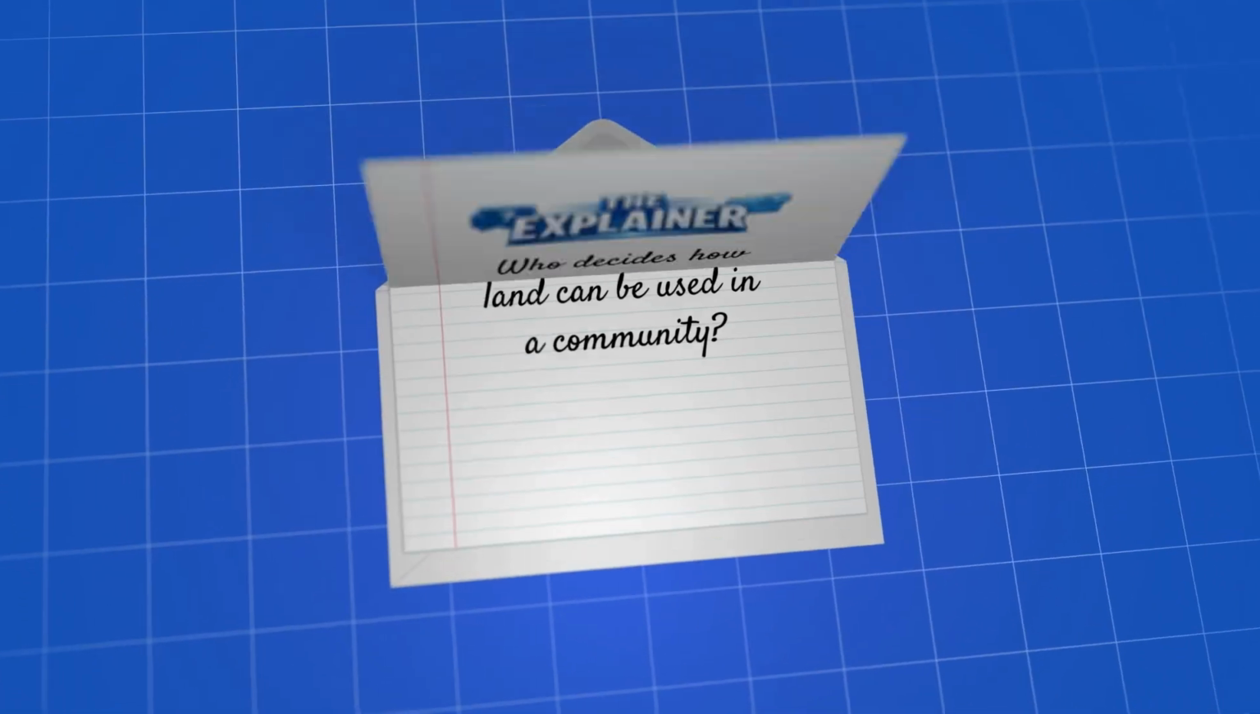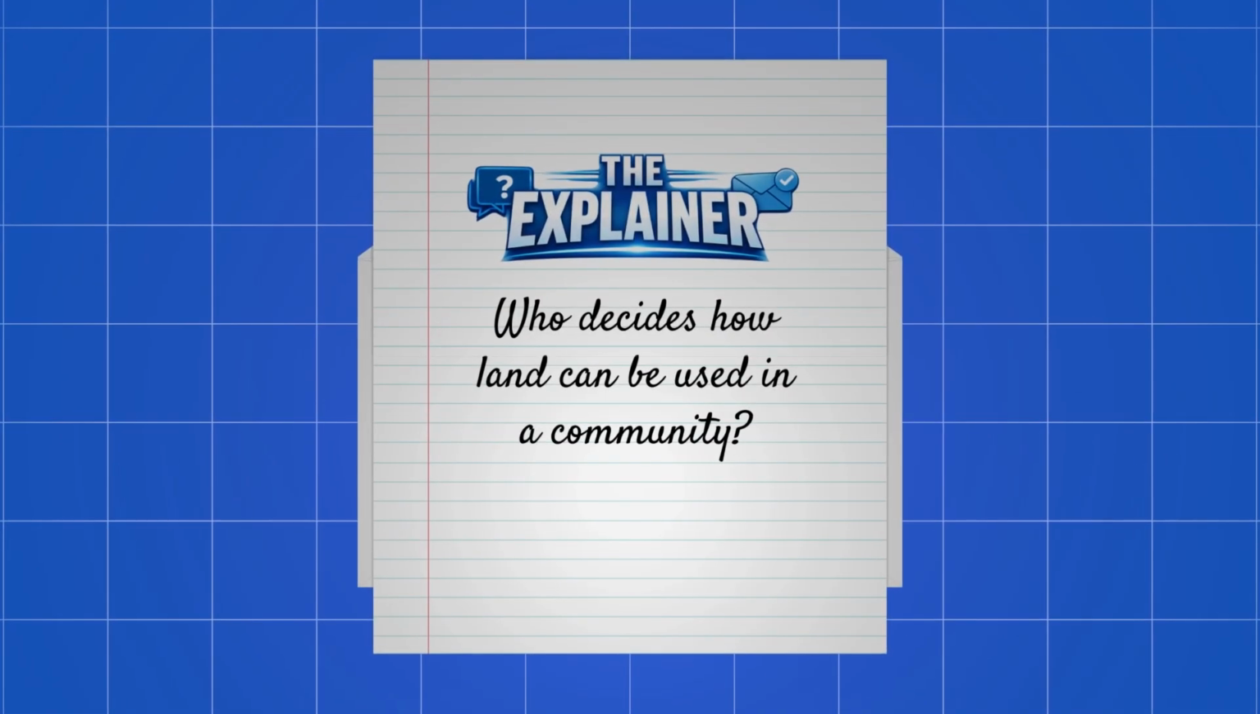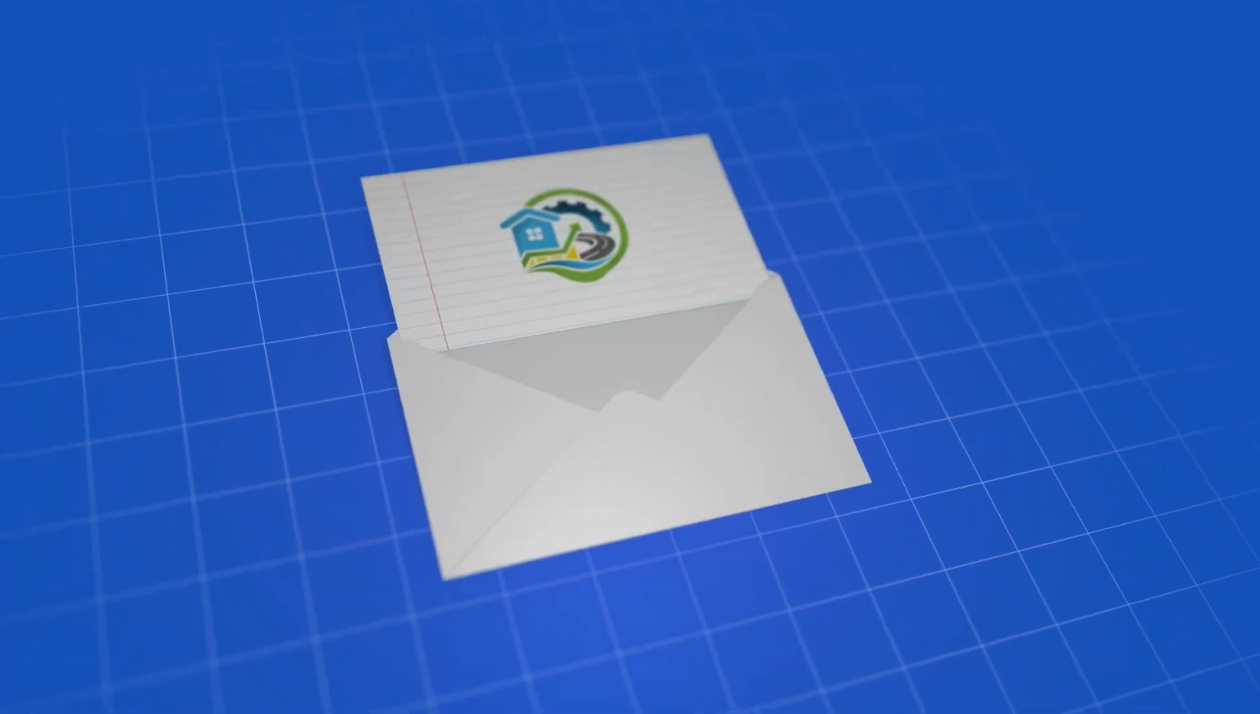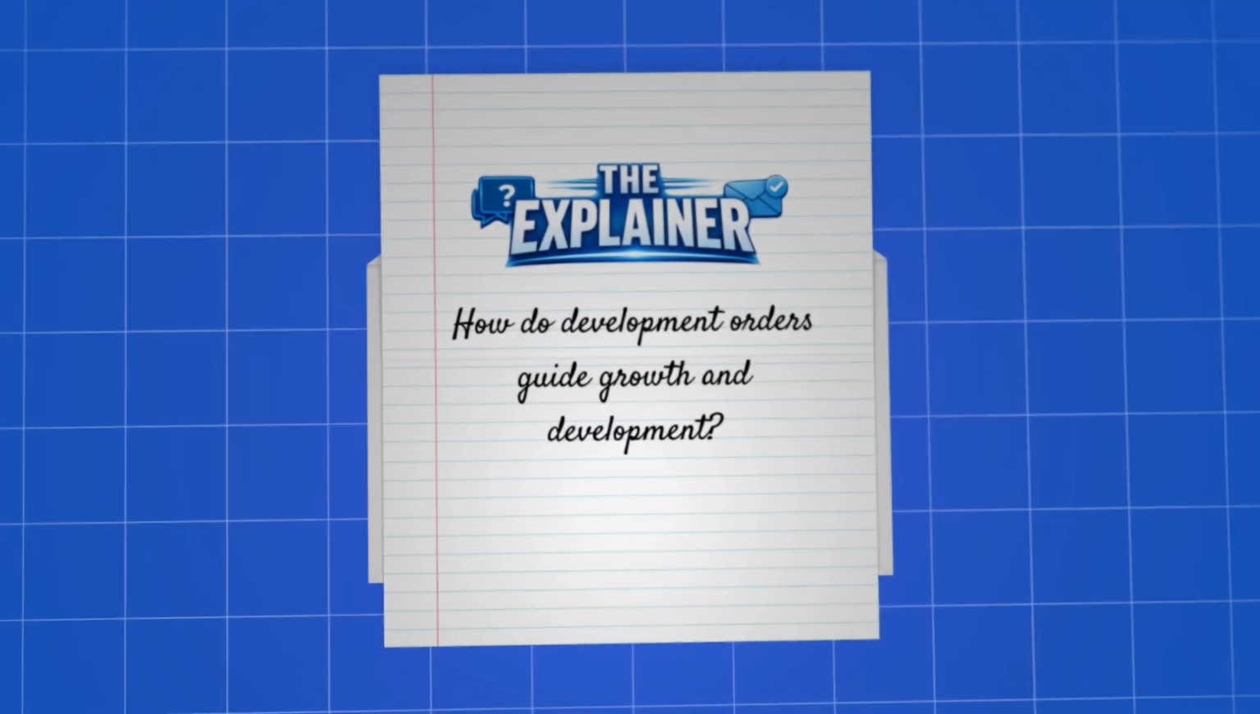Who decides how land can be used in a community? Land use in a community is decided by the local planning authority, following national planning policies and taking account of community views.